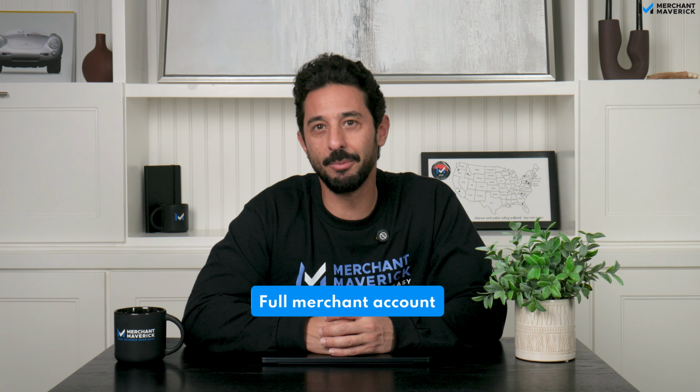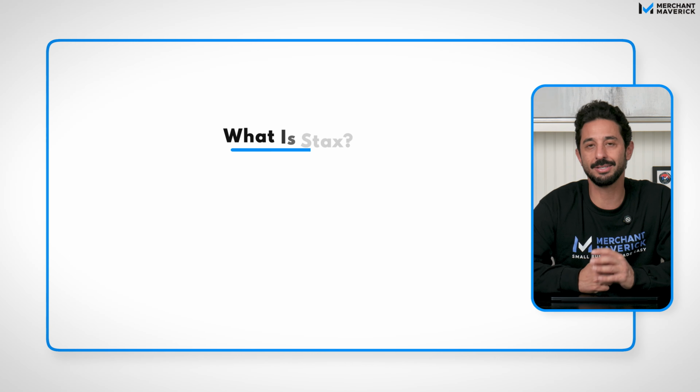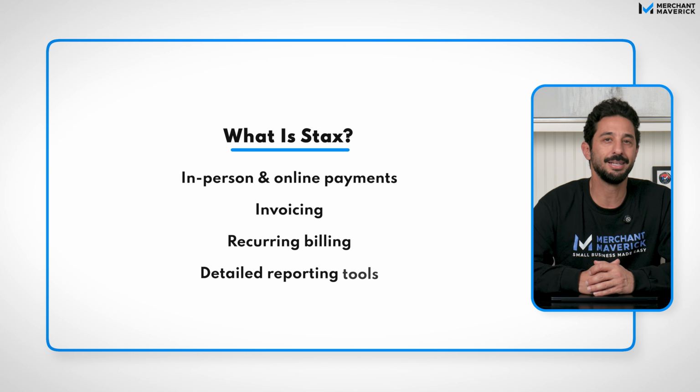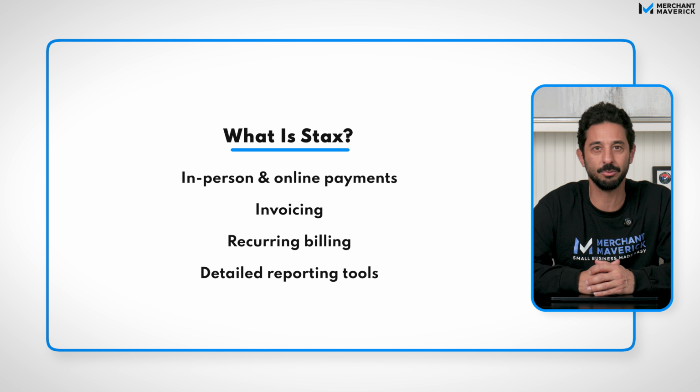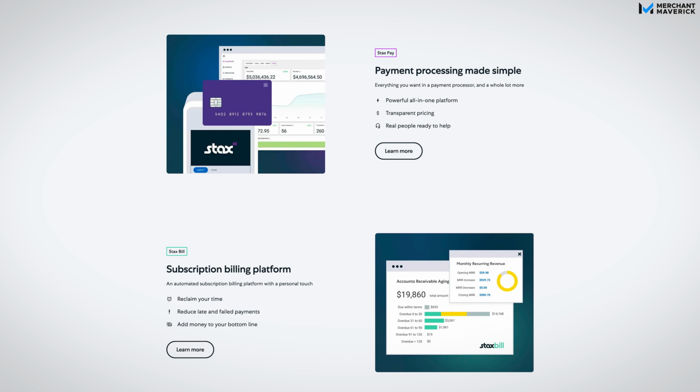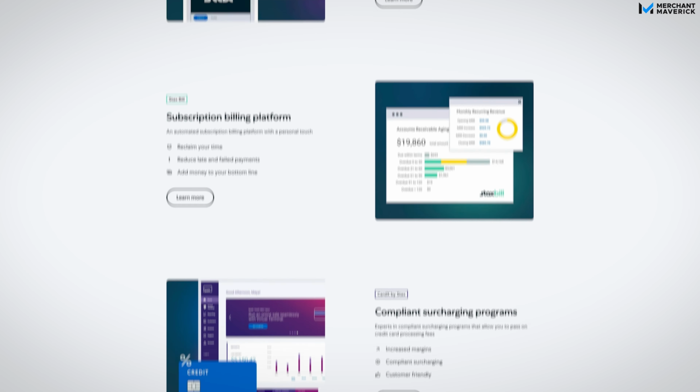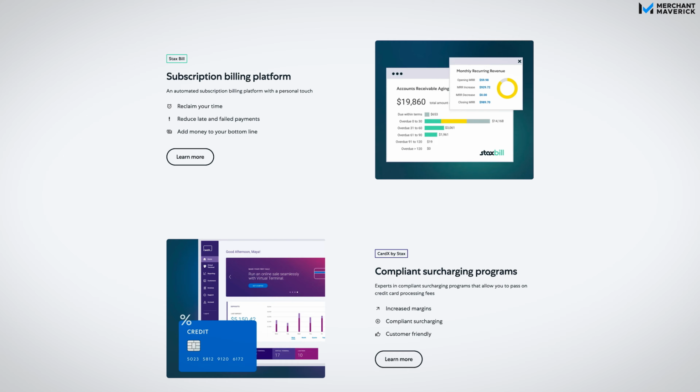Stax provides a full merchant account with its own merchant ID, which can offer more account stability than aggregated models. The trade-off is underwriting, so approval isn't instant. Stax supports in-person and online payments, invoicing, recurring billing, and detailed reporting tools. It's designed for established businesses that care more about long-term cost control than quick setup.